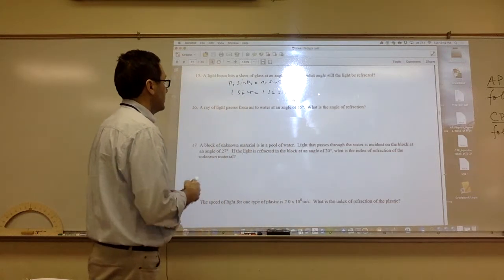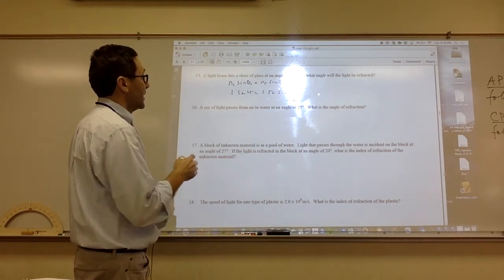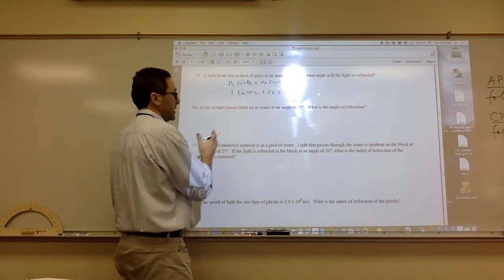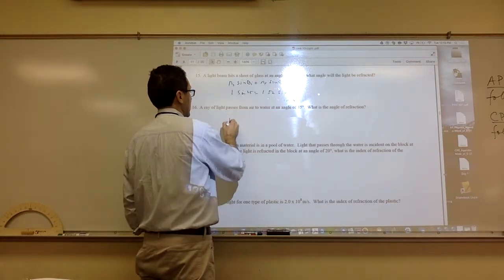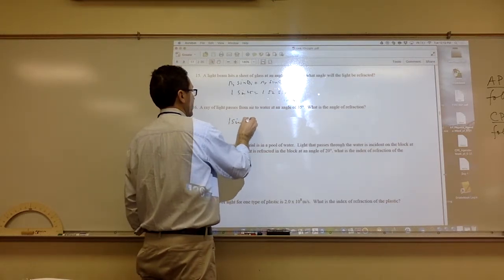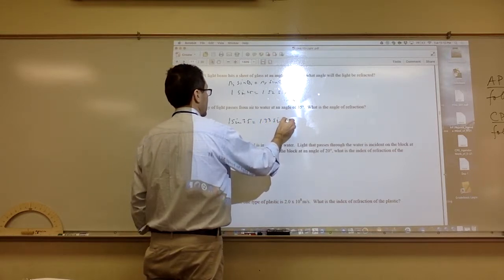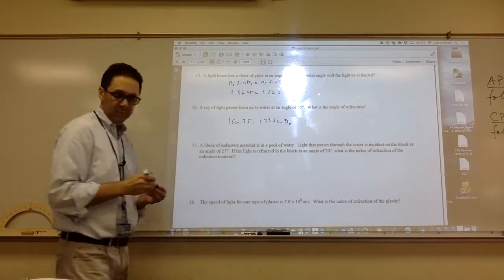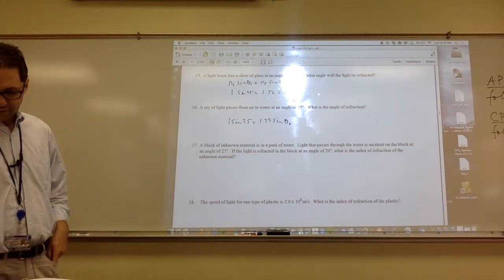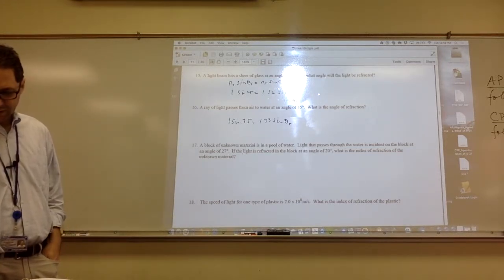Number 16. Now you're going from air to water, so you should get an angle that's less than 35. You've got to bend in. So 1 sine of 35 equals water, 1.33, sine of the angle of refraction. That should be about 25, 26 degrees.